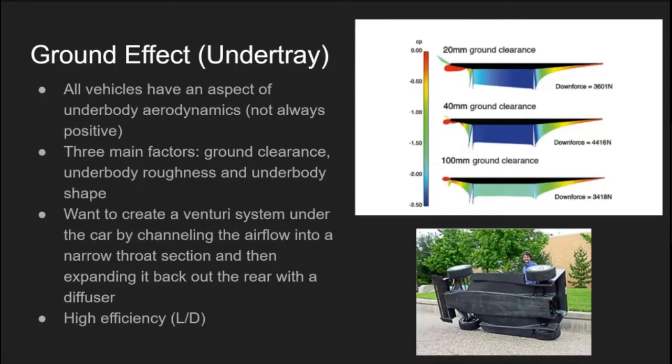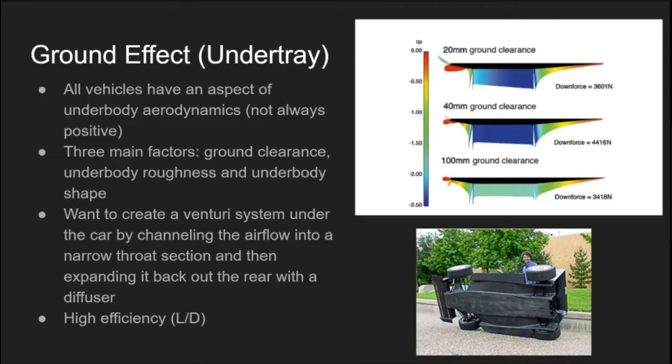So there are three main factors that affect how your underbody aerodynamics works. The first is the underbody roughness, like I said. Basically, how smooth the bottom of your car is versus how rough. The smoother it is, the less lift will probably be produced. If it's rough, there's going to be more lift produced. The others are the actual shape of the underbody and the ground clearance, right? So how close you are to the ground.